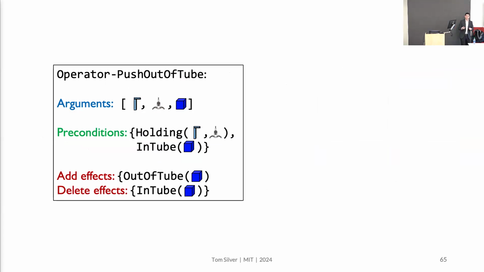So let's think about what if we were to apply the skill abstractions as I've defined them so far to this domain. Perhaps we would have an operator that looks something like this for characterizing the skill of pushing the blue block out of the tube. What this says is if you're in a state where you're holding the hook and the blue block is in the tube, then you should be able to get the blue block out of the tube.